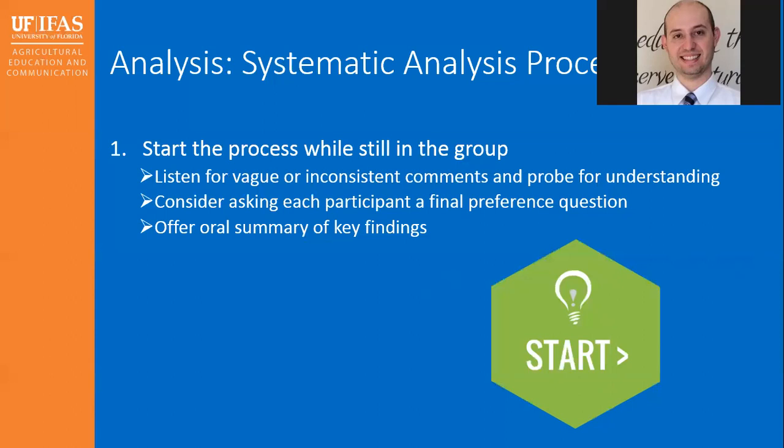You want to listen for vague or inconsistent comments and probe for understanding. Consider asking each participant a final preference question, and offer an oral summary of key findings and ask if the summary is correct. So these are three processes that you can use while you're still in the focus group itself that can help provide clean ties to the analysis process and provide some more meaningful information for that as well.